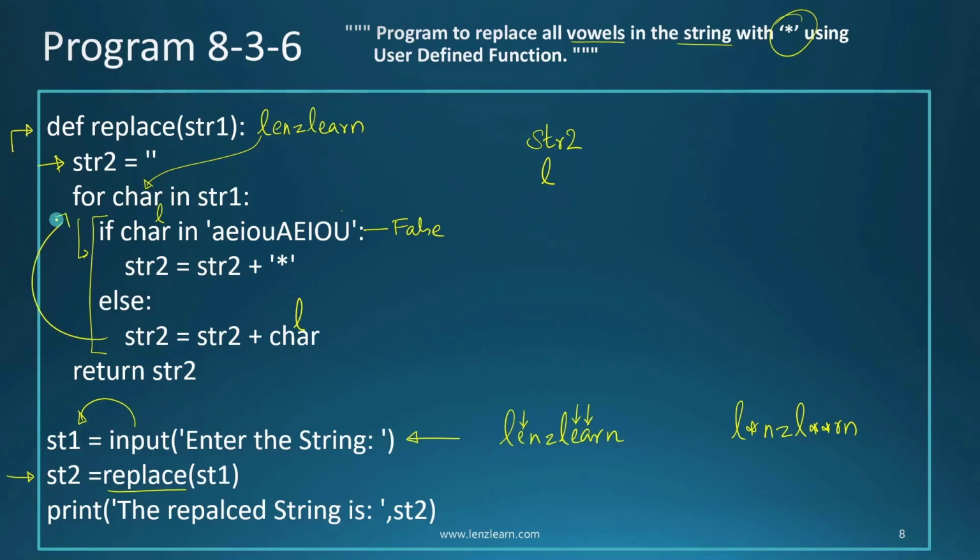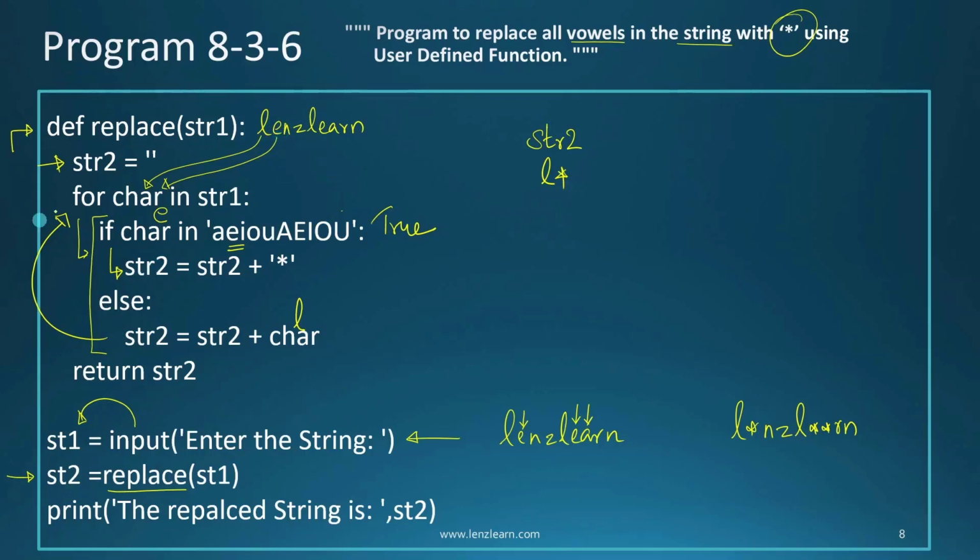Now the control will come back to for. So now I will load the second character E into control variable char, and then I will check E in AEIOU. You can see we have E inside this combination, right? So this will return true. In this case, now I will execute this statement, str2 is equal to str2 plus star. Here you can see we are not adding e to str2, we are just adding a star. So star will be added in place of e because e is a vowel.